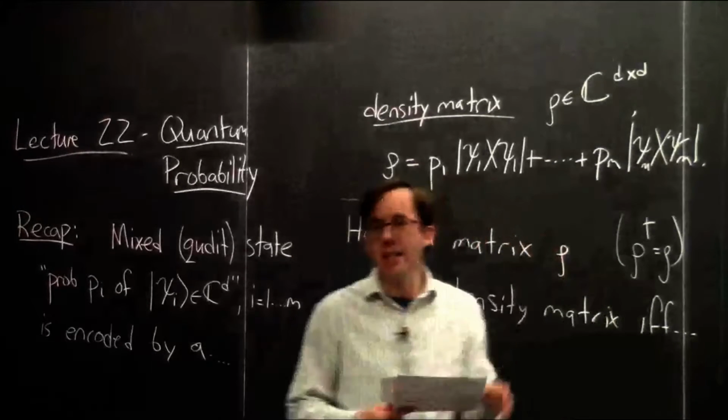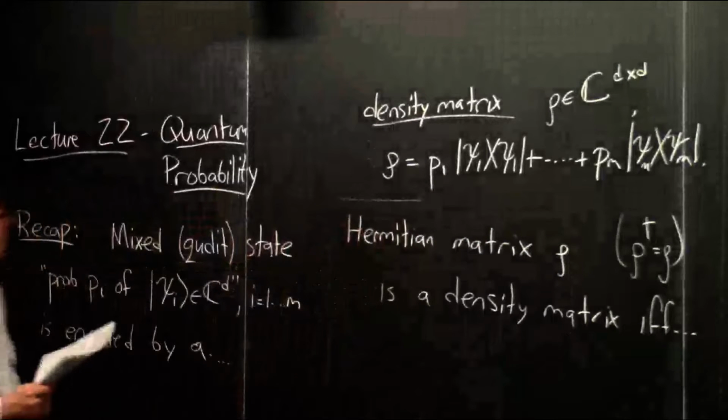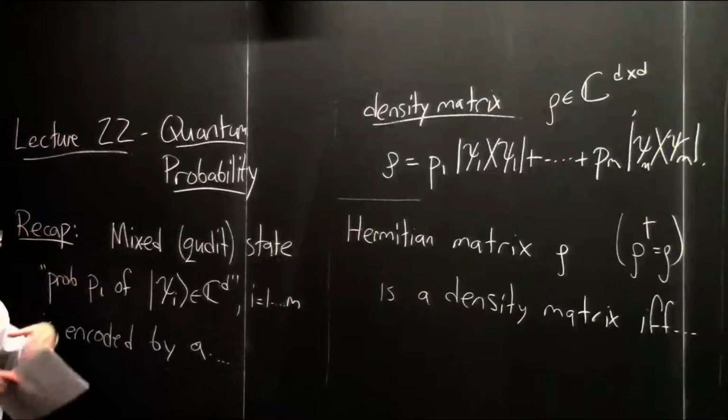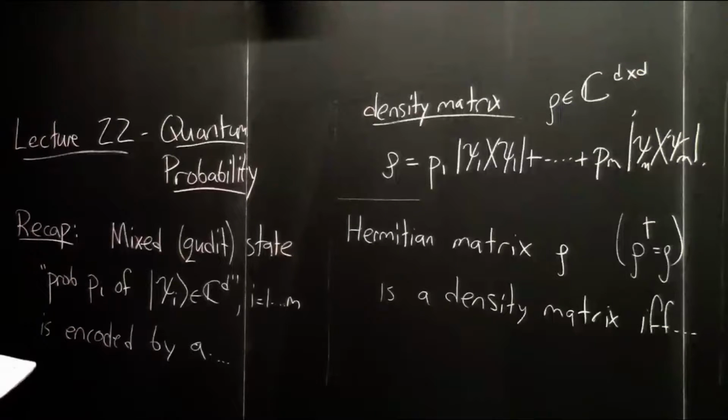So let's get started. Today the topic is going to be quantum probability, which is a generalization of normal probability. So let me recap a bunch of stuff that we did last time concerning mixed states, which is the sort of most general kind of state in quantum computation.